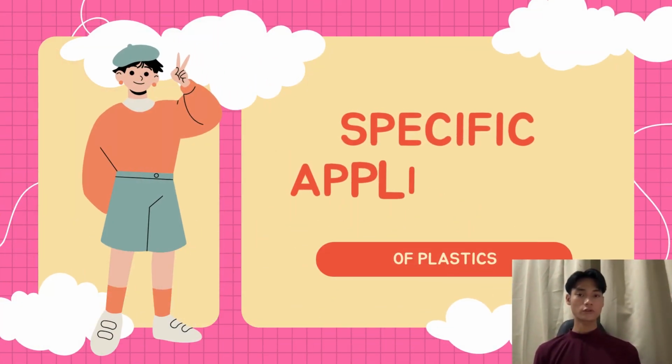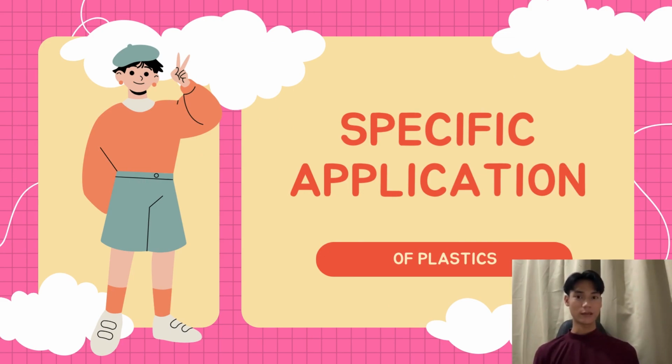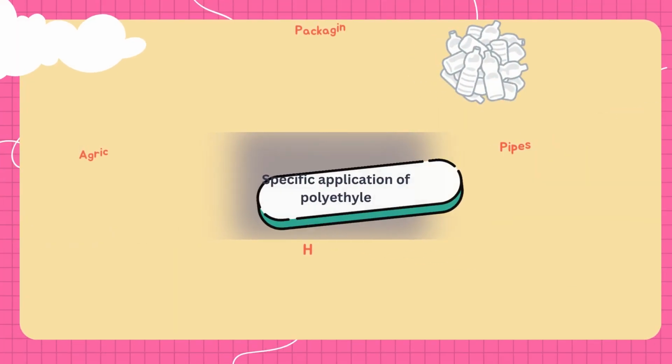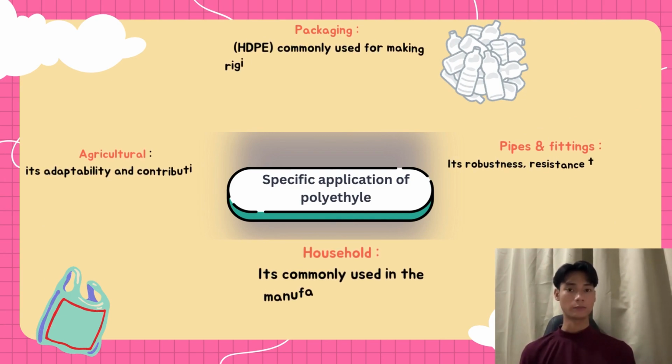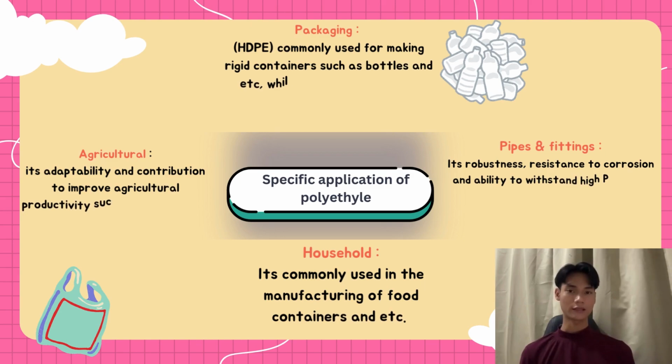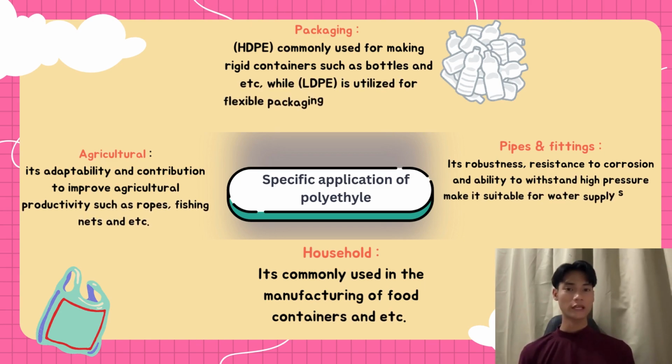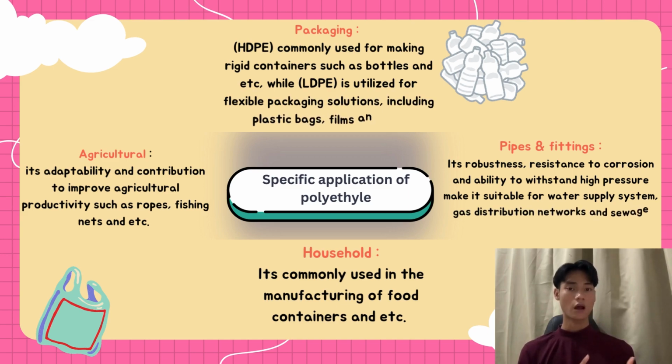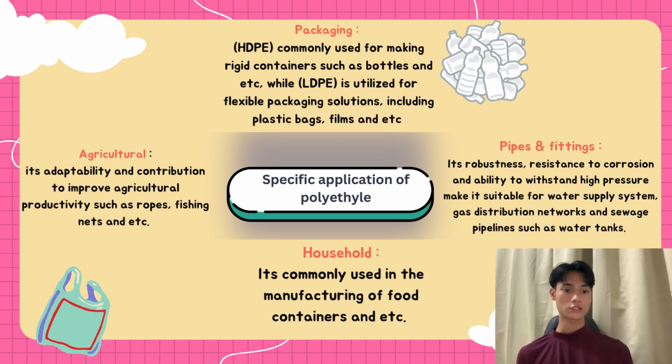Alright, for this slide, I'm going to talk about specific applications of polyethylene and polyethylene terephthalate. There are two types of polyethylene: high density polyethylene, HDPE, and low density polyethylene, LDPE. The common applications of polyethylene are packaging, pipes and fittings, household, and agricultural. For packaging, HDPE is commonly used for making rigid containers such as bottles and other plastic containers, while LDPE is utilized for flexible packaging solutions, including plastic bags and films.